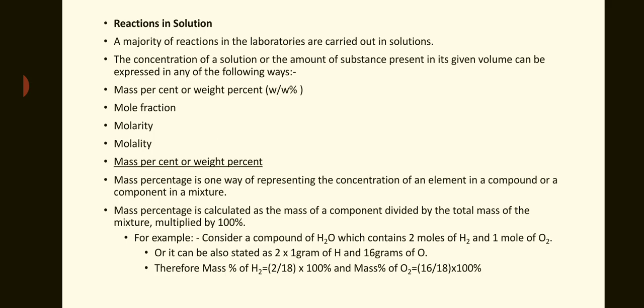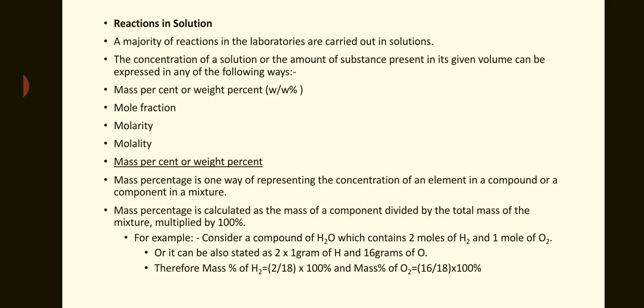For example, consider a compound H2O, the water molecule. 1 mole of water is equal to 18 gram, which contains 2 moles of hydrogen, because the atomic mass of a hydrogen atom is 1, so if you multiply by 2, you will get 2. So the water molecule contains 2 moles of hydrogen and 1 mole of oxygen. Or it can also be stated as 2 into 1 gram of hydrogen atom and 16 gram of oxygen atom.